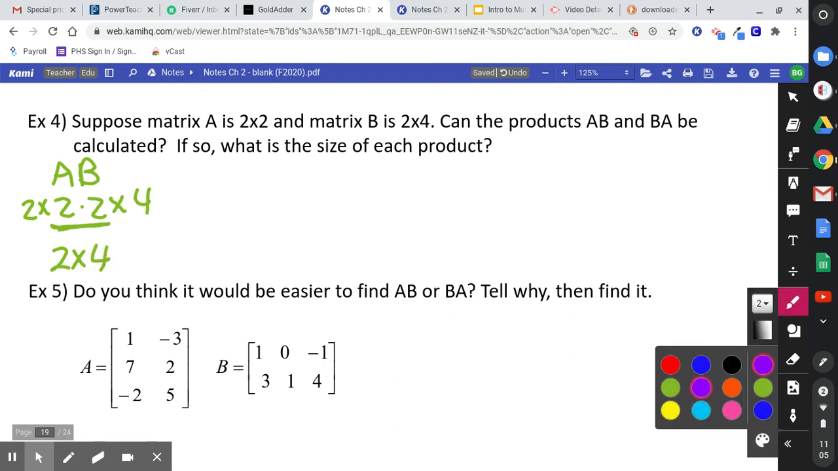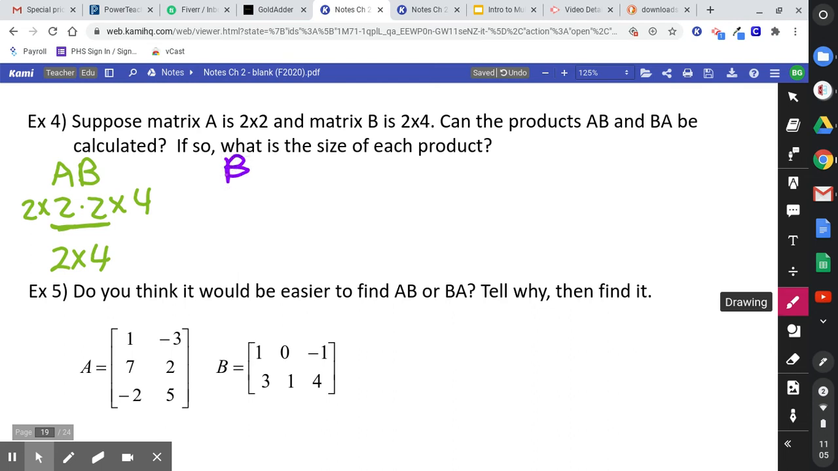But then you look at BA. BA is 2 by 4. And matrix B is 2 by 4. Matrix A is 2 by 2. When those are not equal, this is not possible.